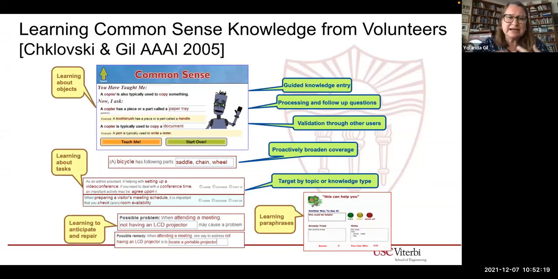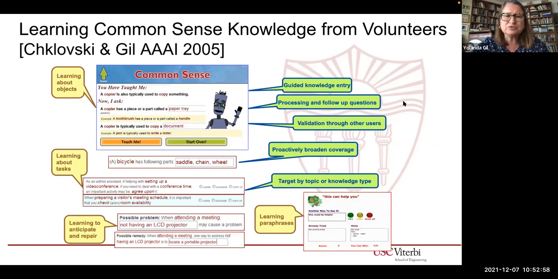So we designed very carefully how to do these prompts. We learned about objects and tasks. We had a lot of interest in anticipating possible failures and having repairs, and also to learn paraphrases about these tasks. And what you see on the right are some of the principles that we were following to design these interfaces. So always guiding through templates, providing examples to give the user an idea of what we were looking for. We would always process what they told the system and then follow up with more questions that gives them an idea that they're actually being useful.